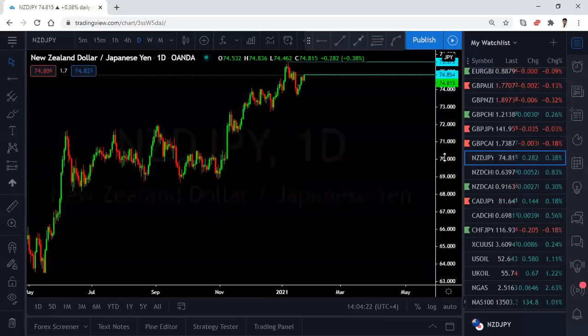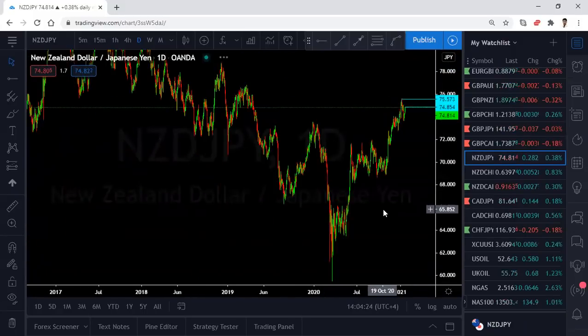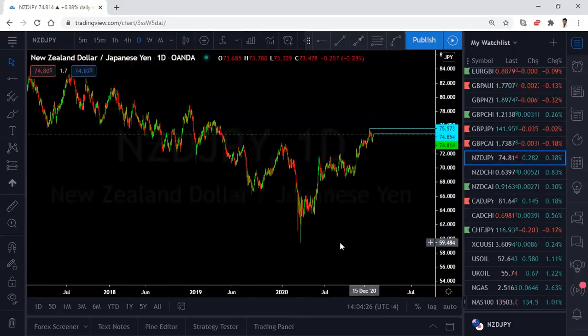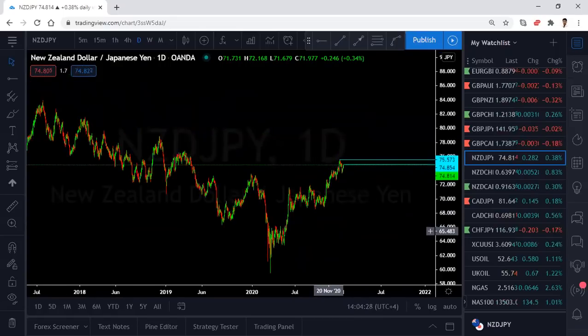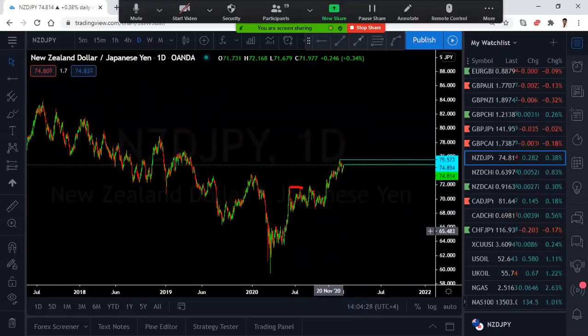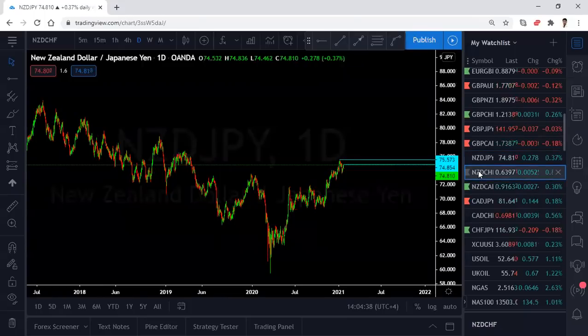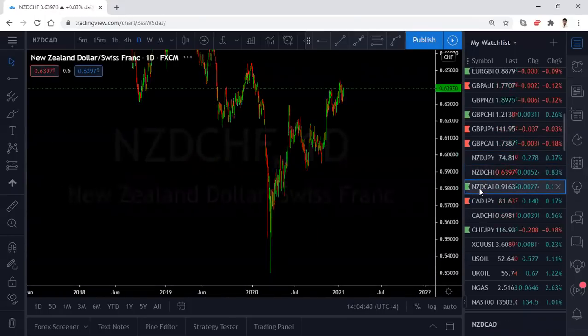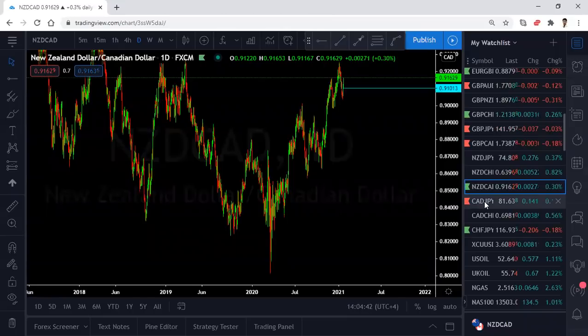New Zealand yen. New Zealand yen, well, all yen pairs we were anticipating to go up. New Zealand we were expecting to go up. It's going up already. It's very similar to the Aussie pairs that I was showing you. We're expecting more upside here. This trend to still continue up. New Zealand Swiss, pretty much the same thing. New Zealand CAD, pretty much the same thing. CAD yen.